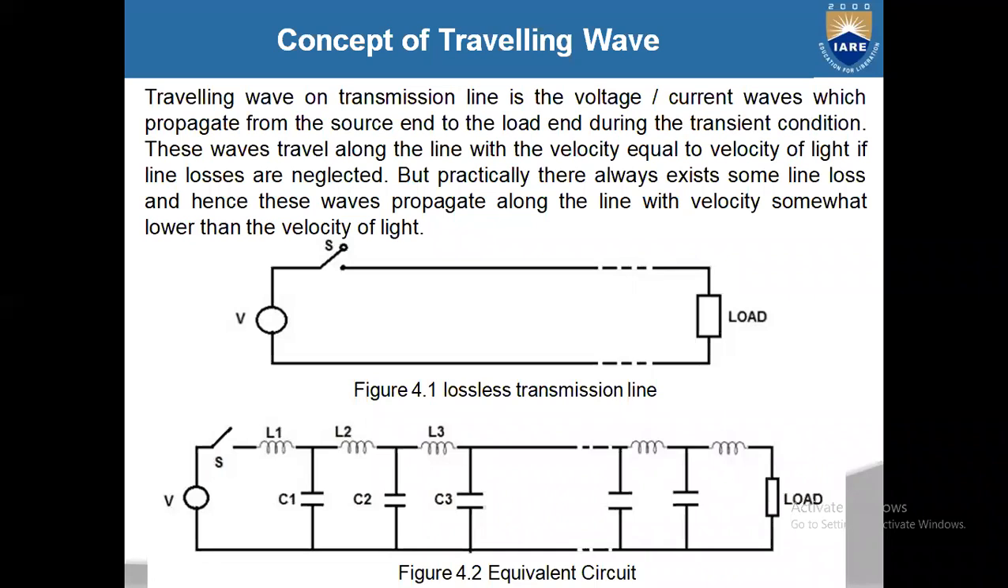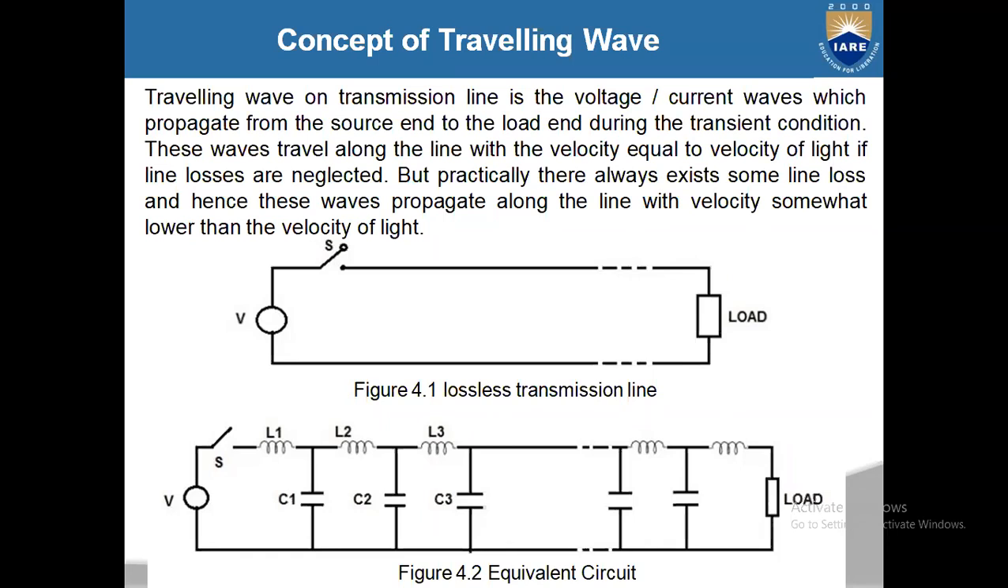So these waves travel along the line at a velocity equal to the velocity of light if the line is lossless. If the transmission line is lossless, the velocity of the traveling wave will be approximately equal to the velocity of light. But practically there are always some losses in the transmission line, so the velocity of propagation of these traveling waves will be somewhat less than the velocity of light. You know the velocity of light is 3 into 10 power 8 meters per second. So that much speed the wave will travel from the source end to the load end.